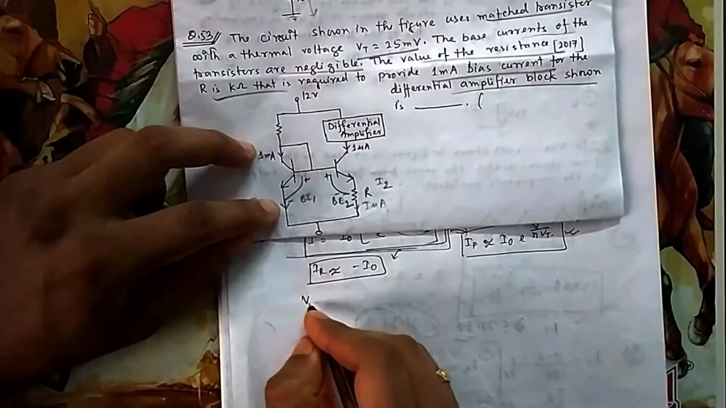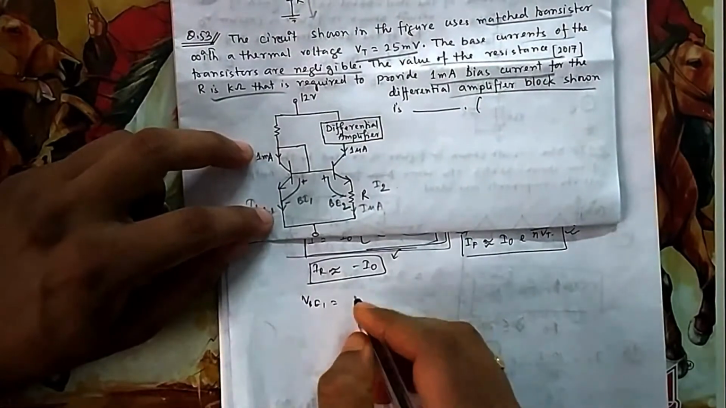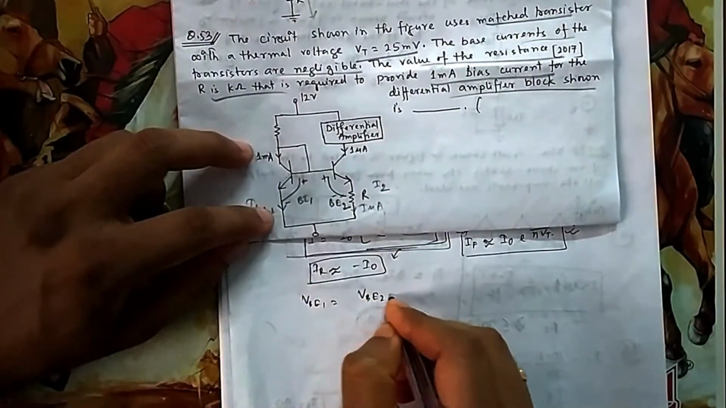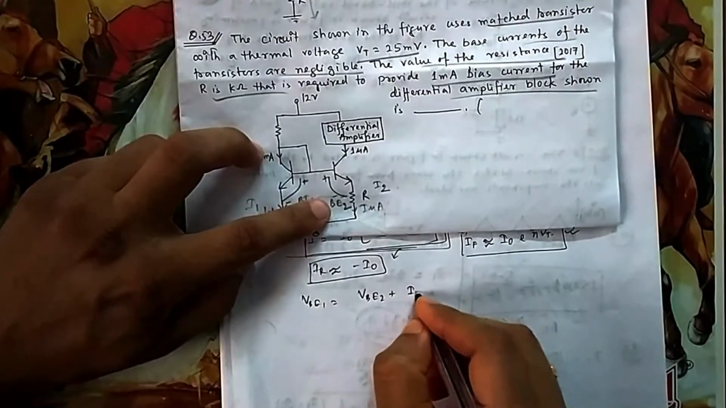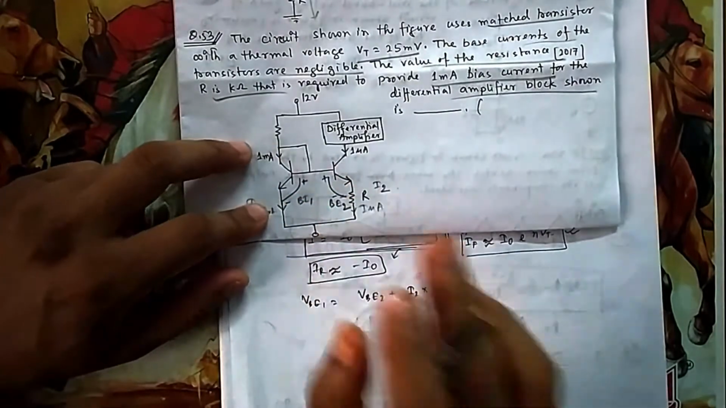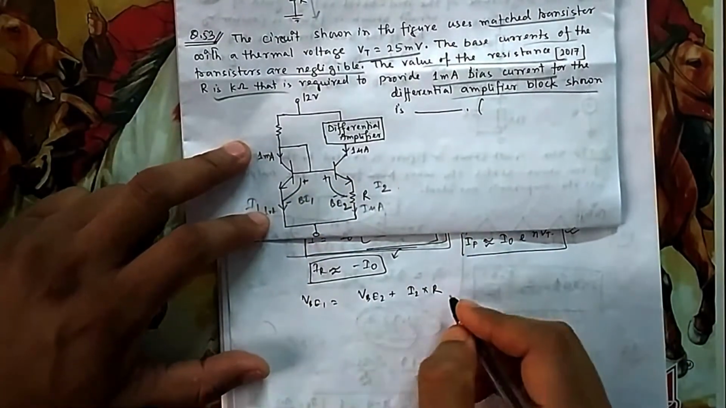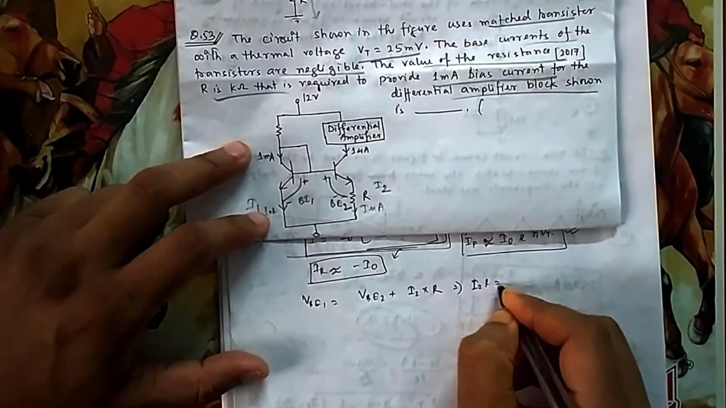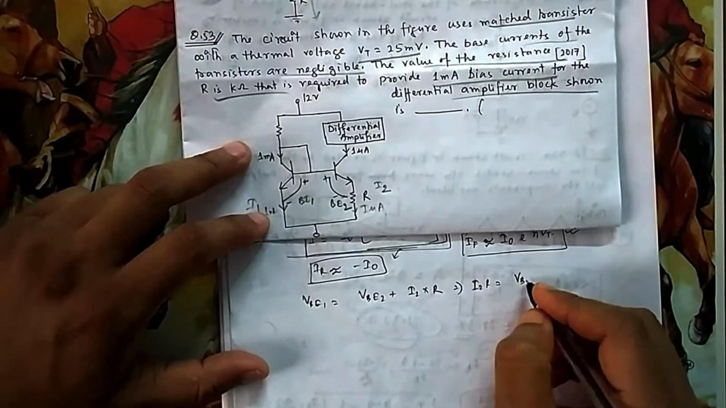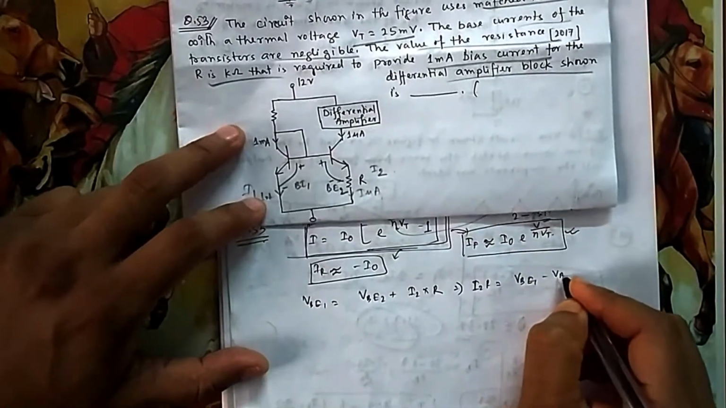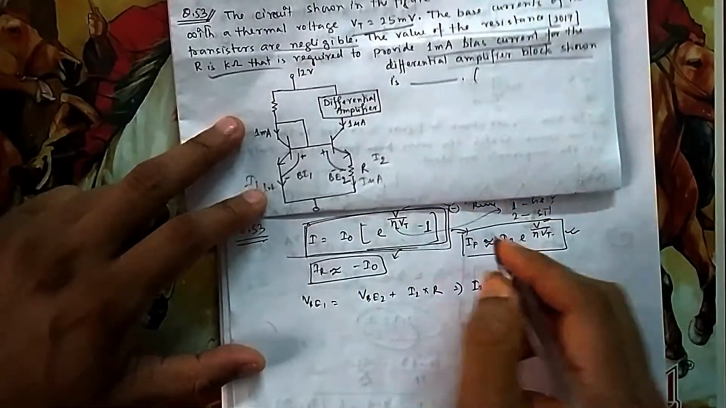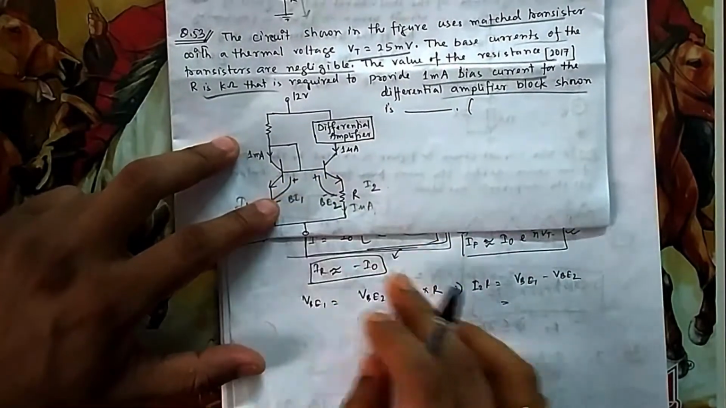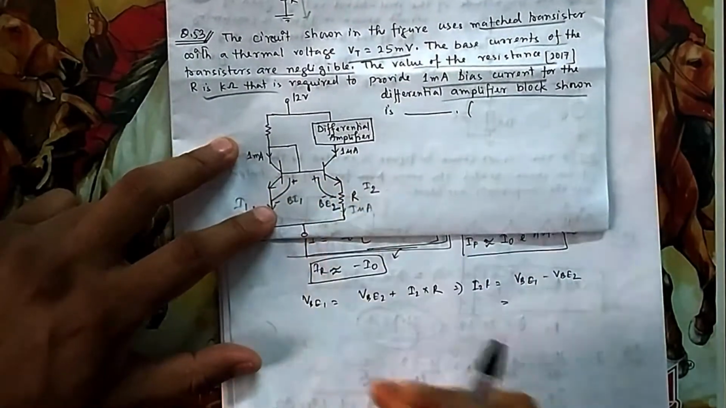So what is VBE1? If you see, VBE1 is equal to VBE2 plus I2 into R, this current into R. So I2 into R is equal to VBE1 minus VBE2. Because it is a PN junction, if I know the voltage we can calculate the current. So what is the formula?